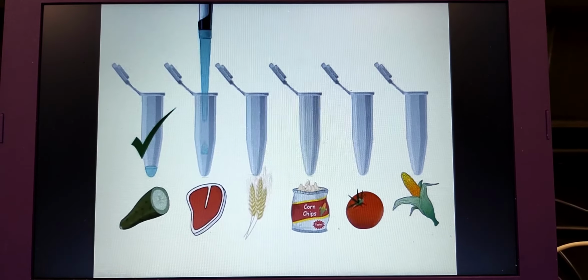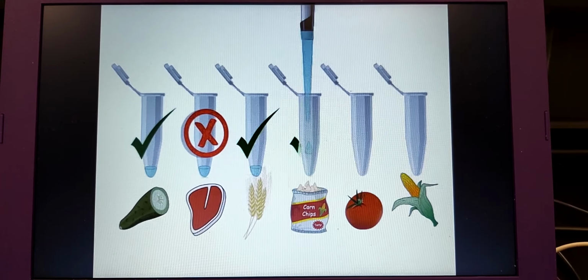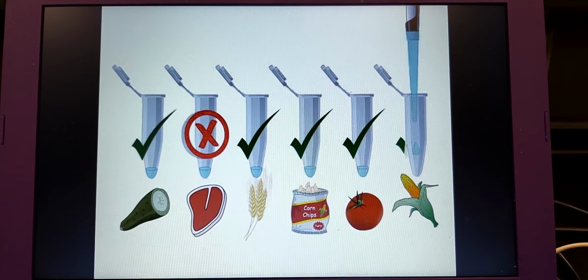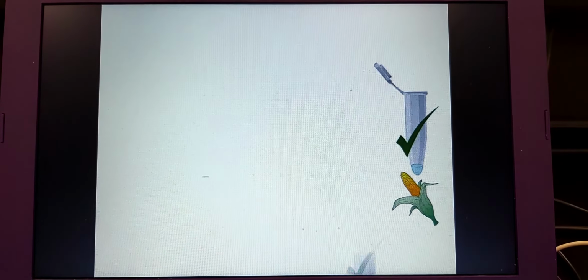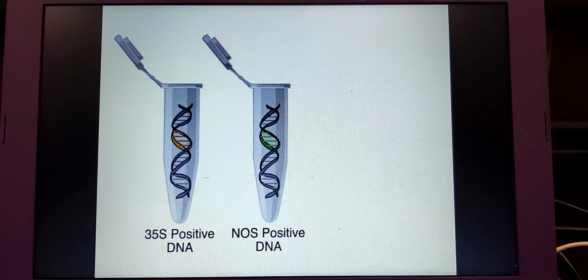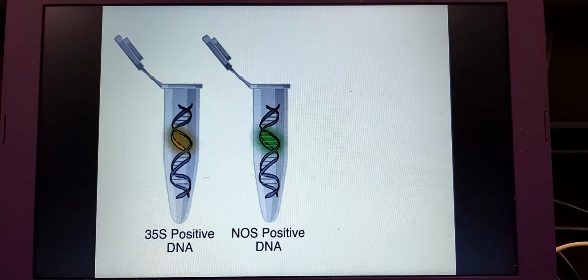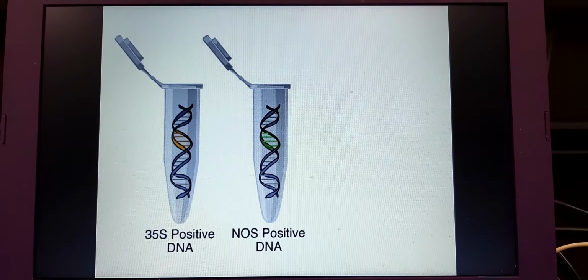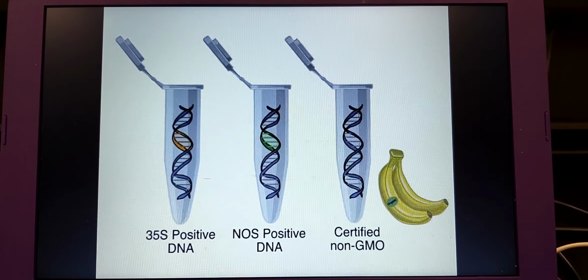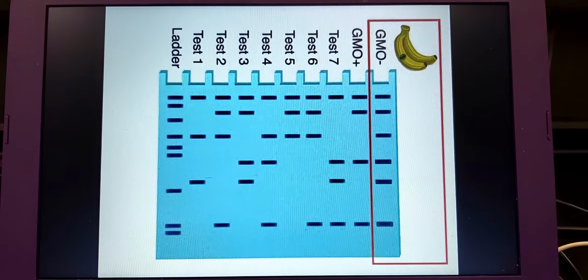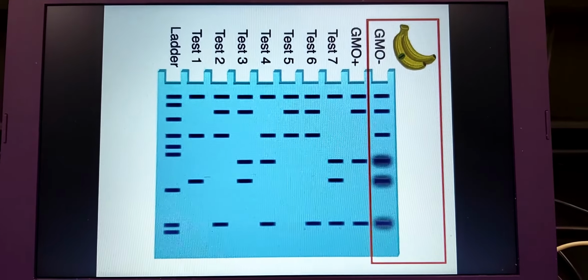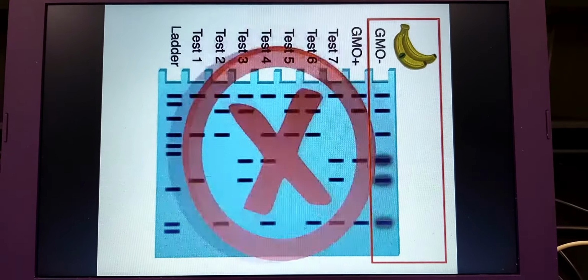Purchased plant primer is added to each sample and will amplify in samples containing plant DNA. GMO-positive templates for 35S and NOS are used to provide a positive control for GMOs. A certified non-GMO is used as a negative control. If any of these control reactions show unexpected bands, the results of test samples cannot be trusted.